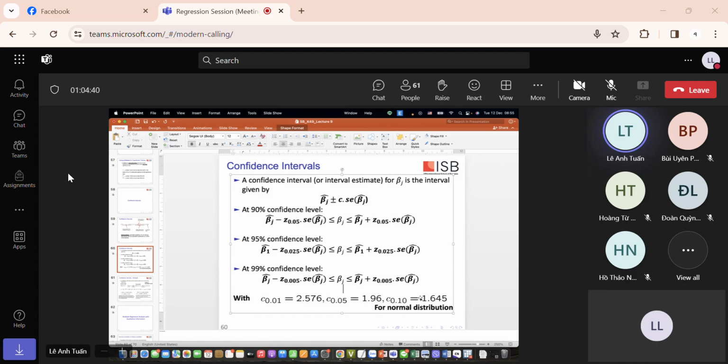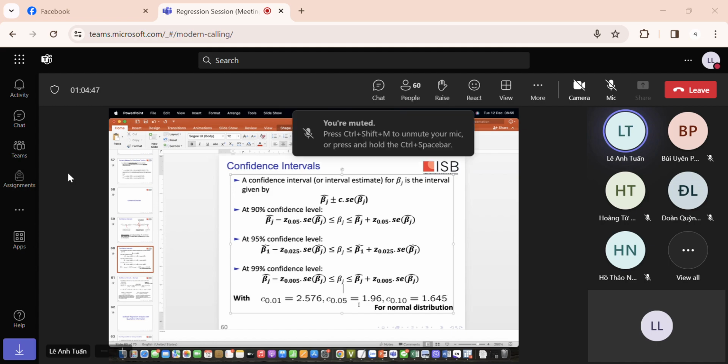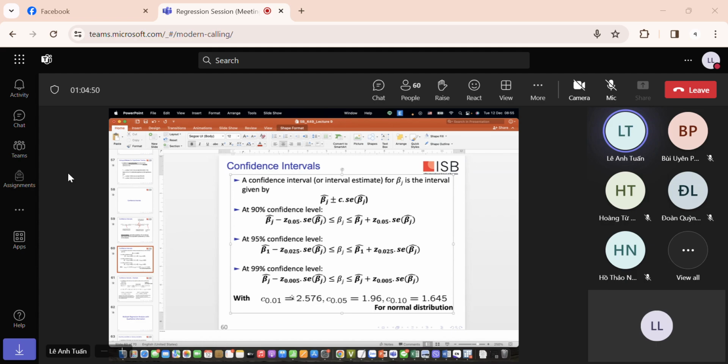For example, for the 10% significance level, the critical value is 1.645. For the 5% significance level it is 1.96, and for the 1% significance level it is 2.576. That is for the normal distribution. For the student distribution, you need to find the critical value using the student distribution table, and the degrees of freedom here, because we have many independent variables, are n minus k minus 1.